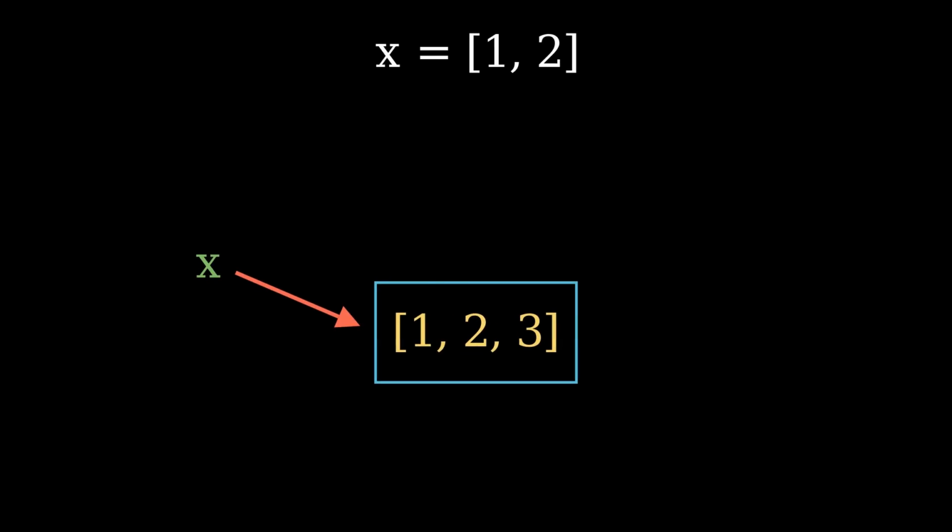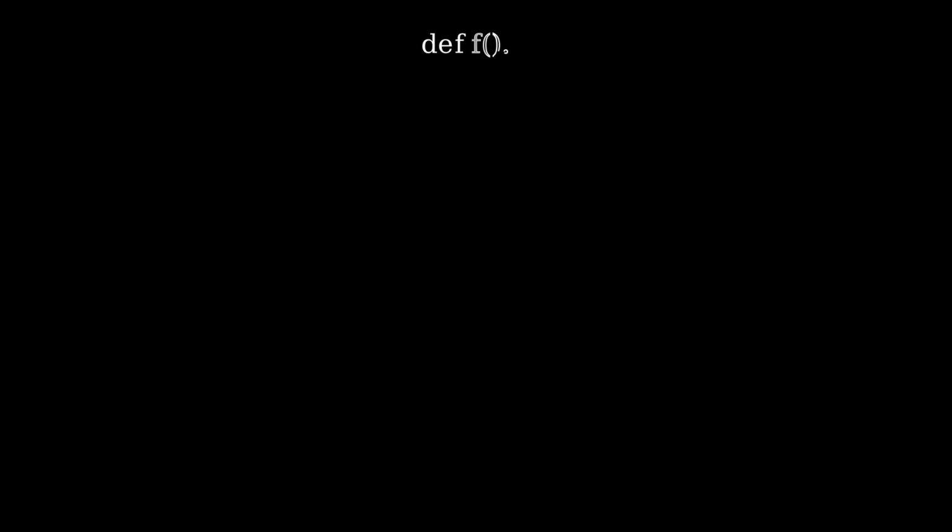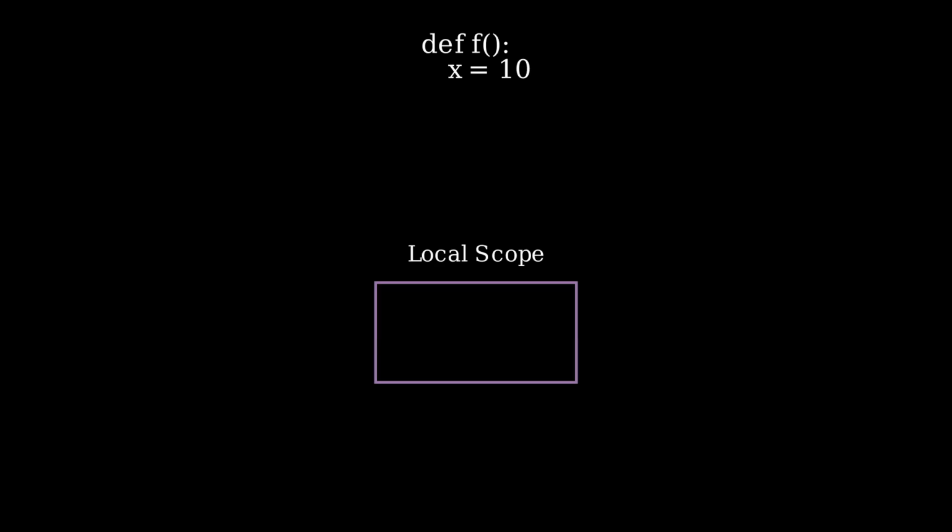Variables also exist within scopes. When you define a variable inside a function, it lives only inside that function. Once the function ends, that variable disappears. It's like a temporary region of memory.